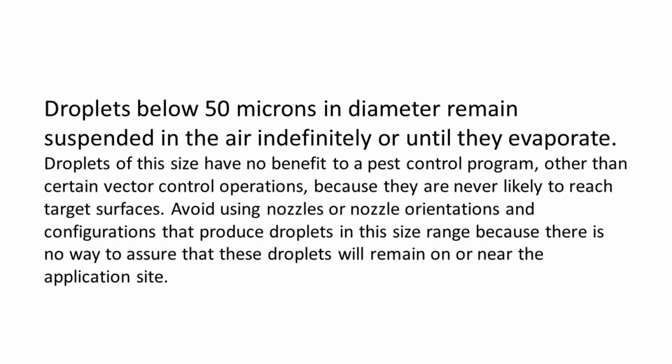Droplets below 50 microns in diameter remain suspended in the air indefinitely or until they evaporate. Droplets of this size have no benefit to a pest control program other than certain vector control operations because they are never likely to reach target surfaces. Avoid using nozzles or nozzle orientations and configurations that produce droplets in this size range because there is no way to assure that these droplets will remain on or near the application site.